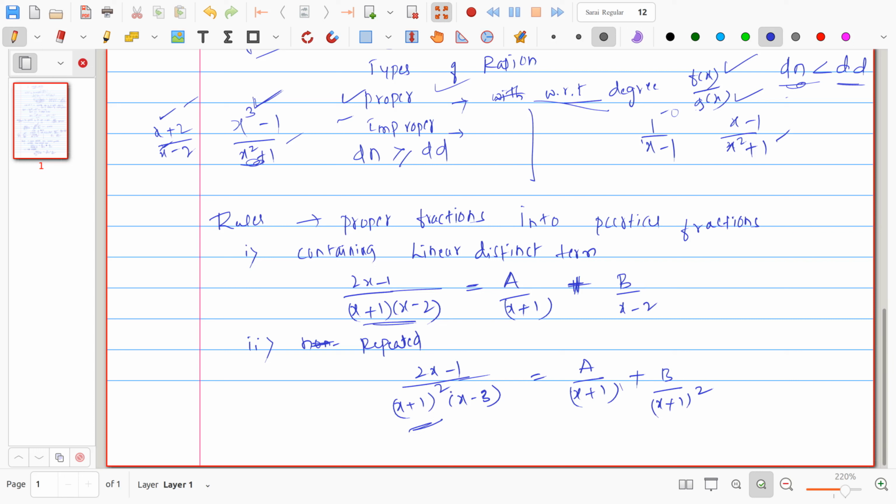If it is a cube, then I will write x plus 1 square and x plus 1 cube will also come. And here I will write c over x minus 3. Okay, I will take one more new page.